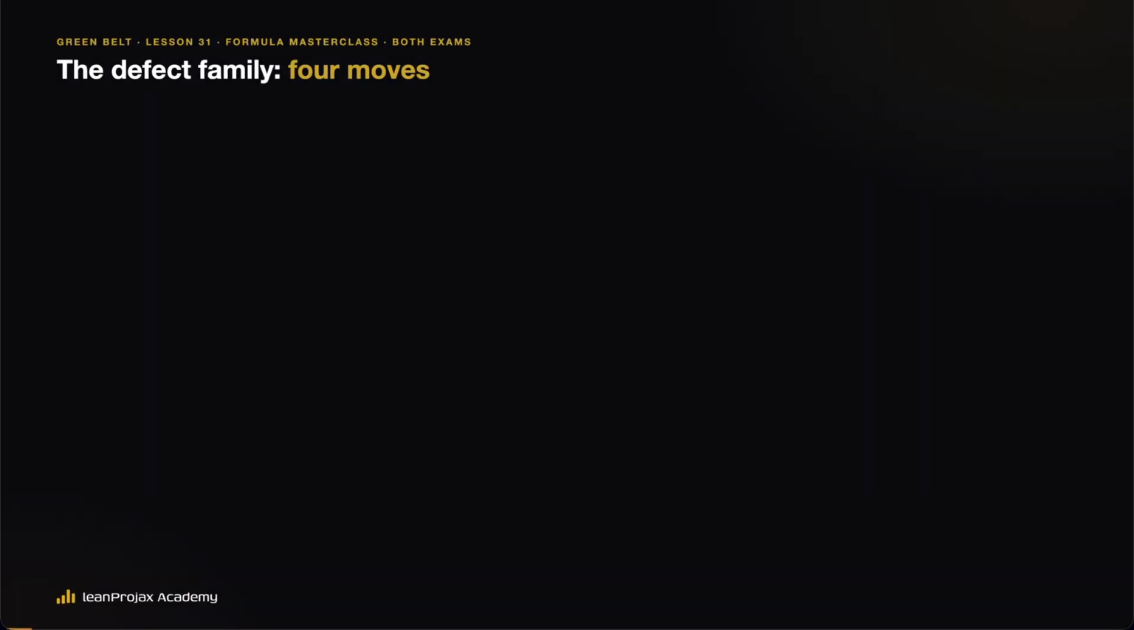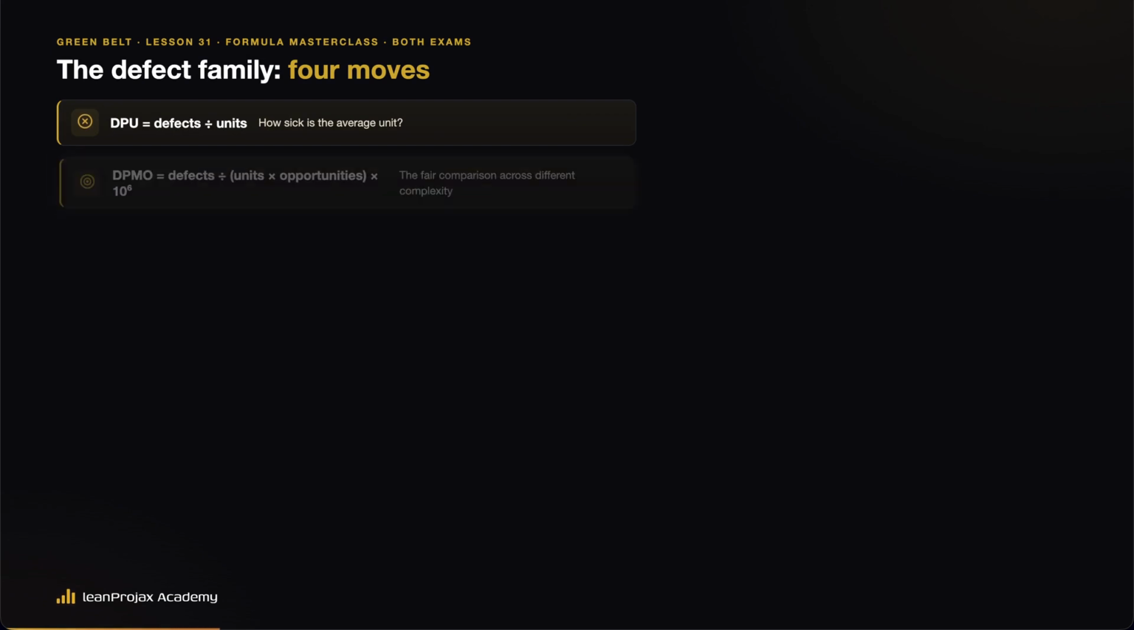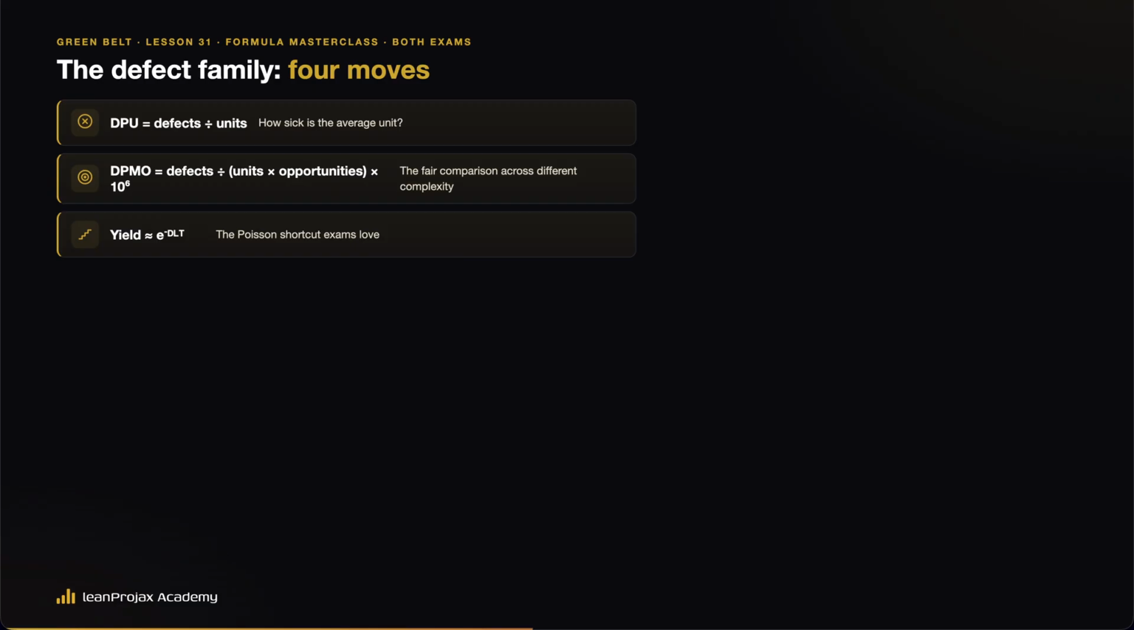The defect family, 4 moves. DPU, defects over units. How sick is the average unit? DPMO, defects over units times opportunities, scaled to 1,000,000. The fair comparison across products of different complexity. Yield from DPU, e to the minus DPU, the Poisson shortcut exams love.